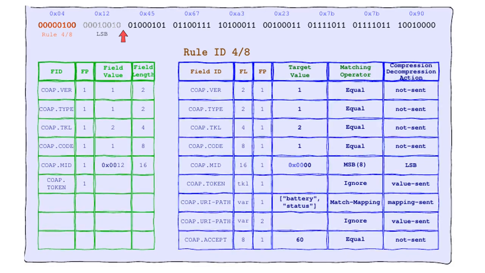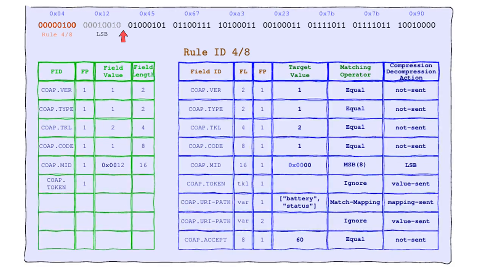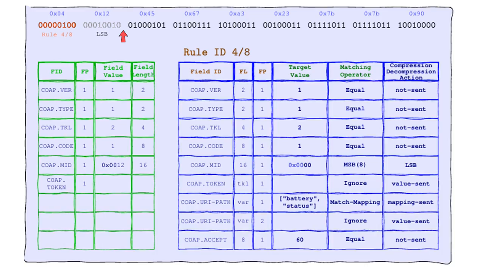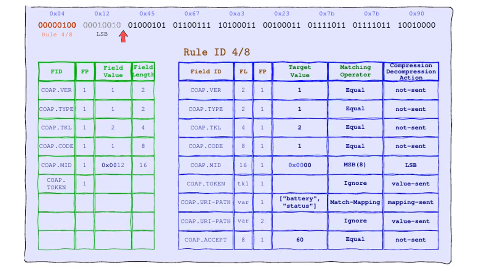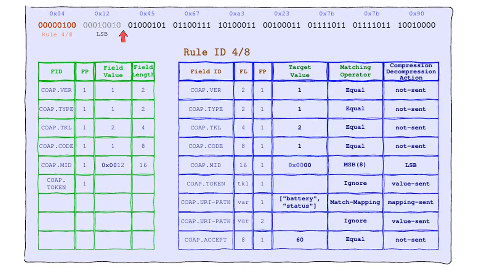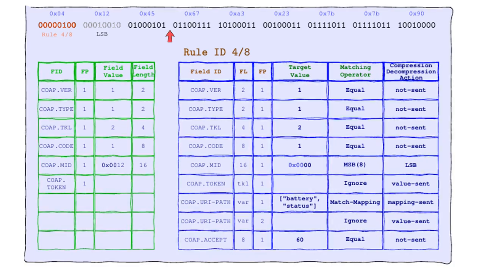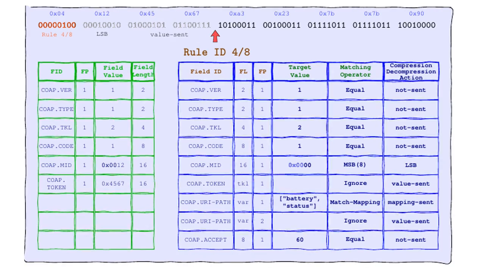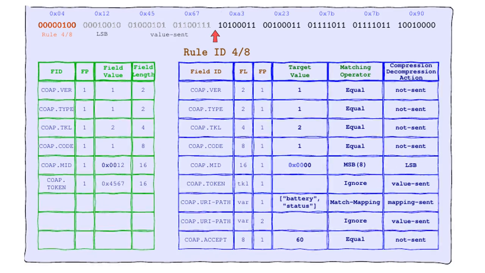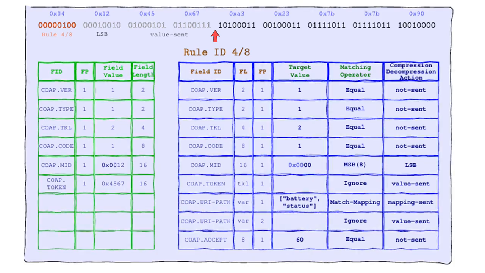This crafty TKL function is serving up the token length value on a silver platter. And what do you know? It's a whopping 2 bytes. That means our digital angler is casting their net for the next 16 bits in the compression residue. We've arrived at the URI path, and buckle up, because the CDA is flashing a mapping sent.